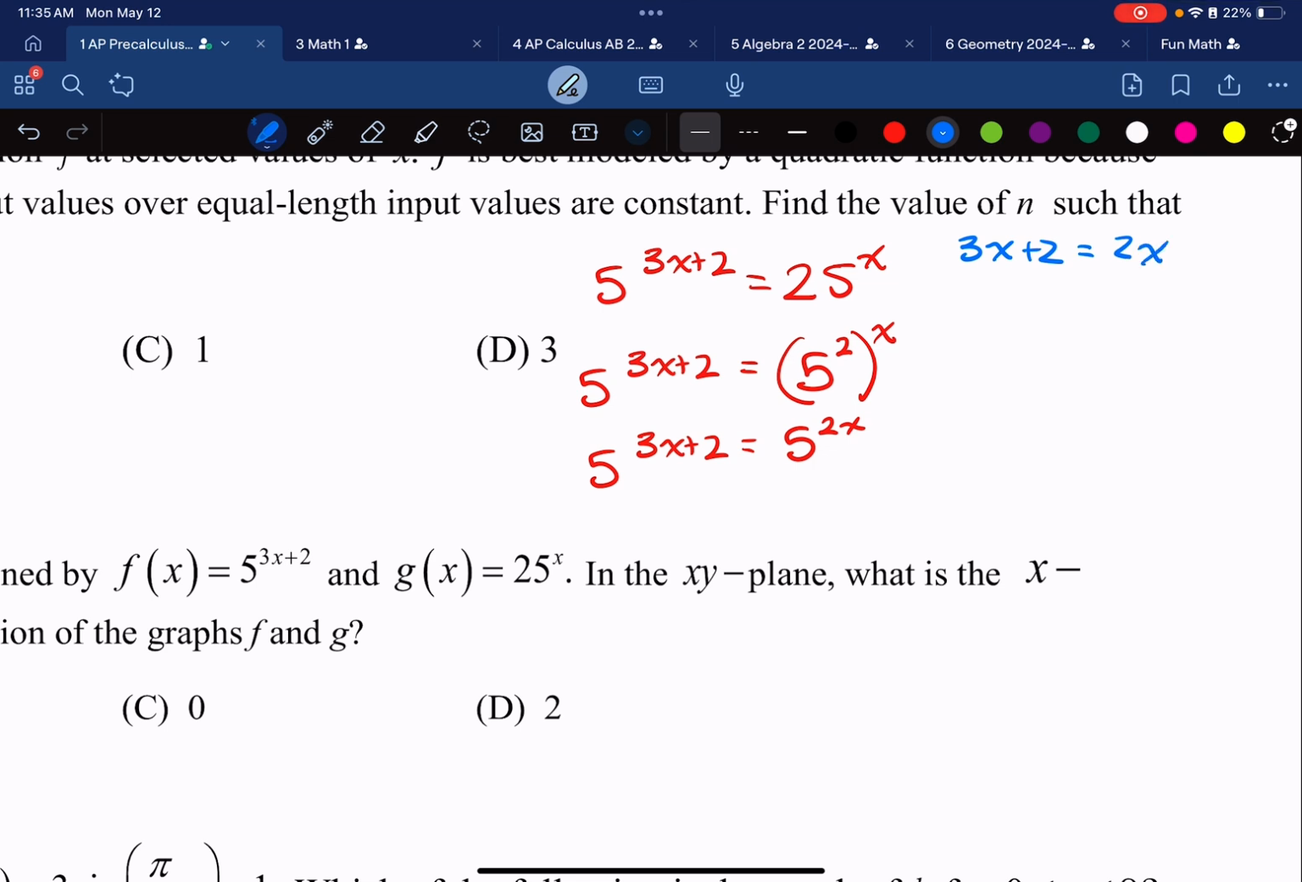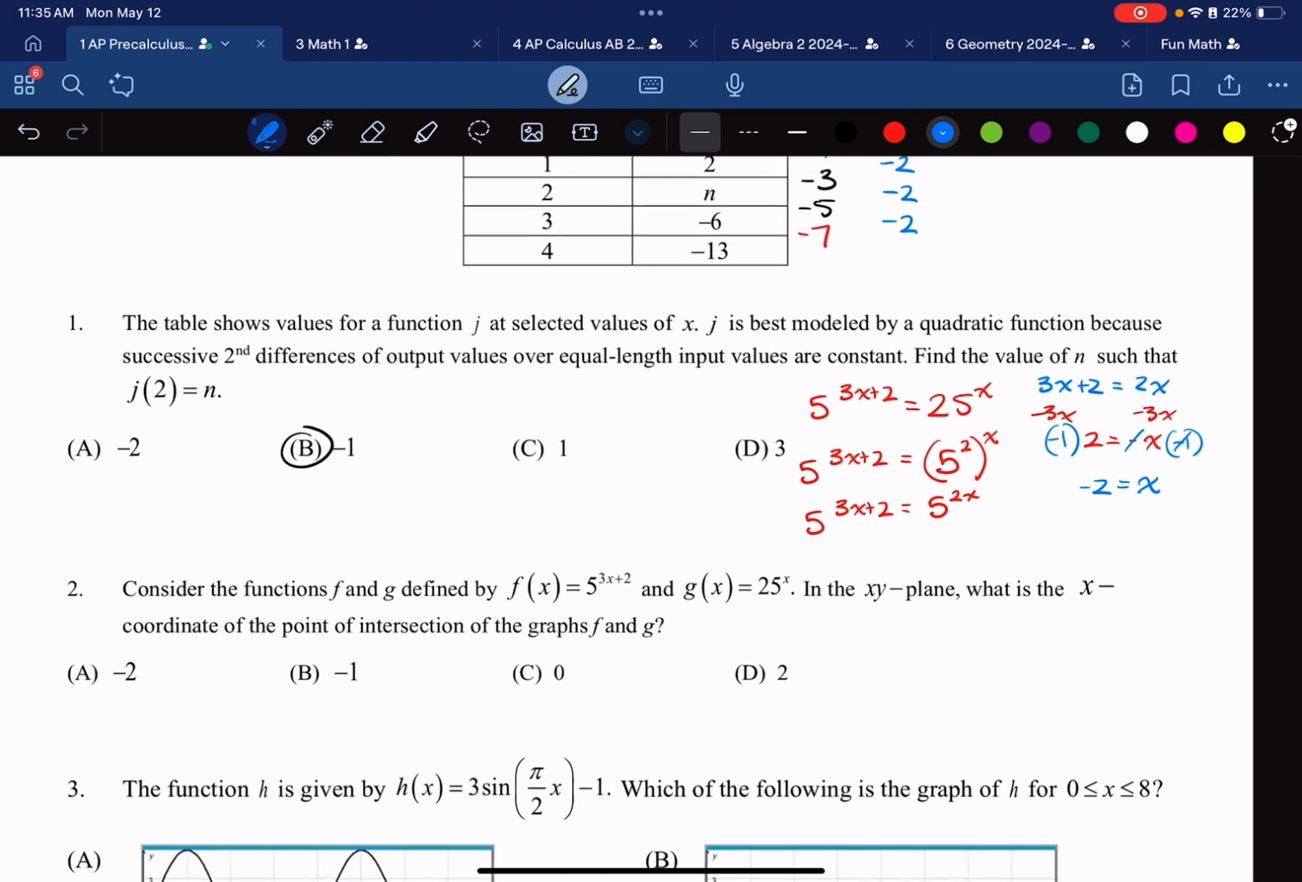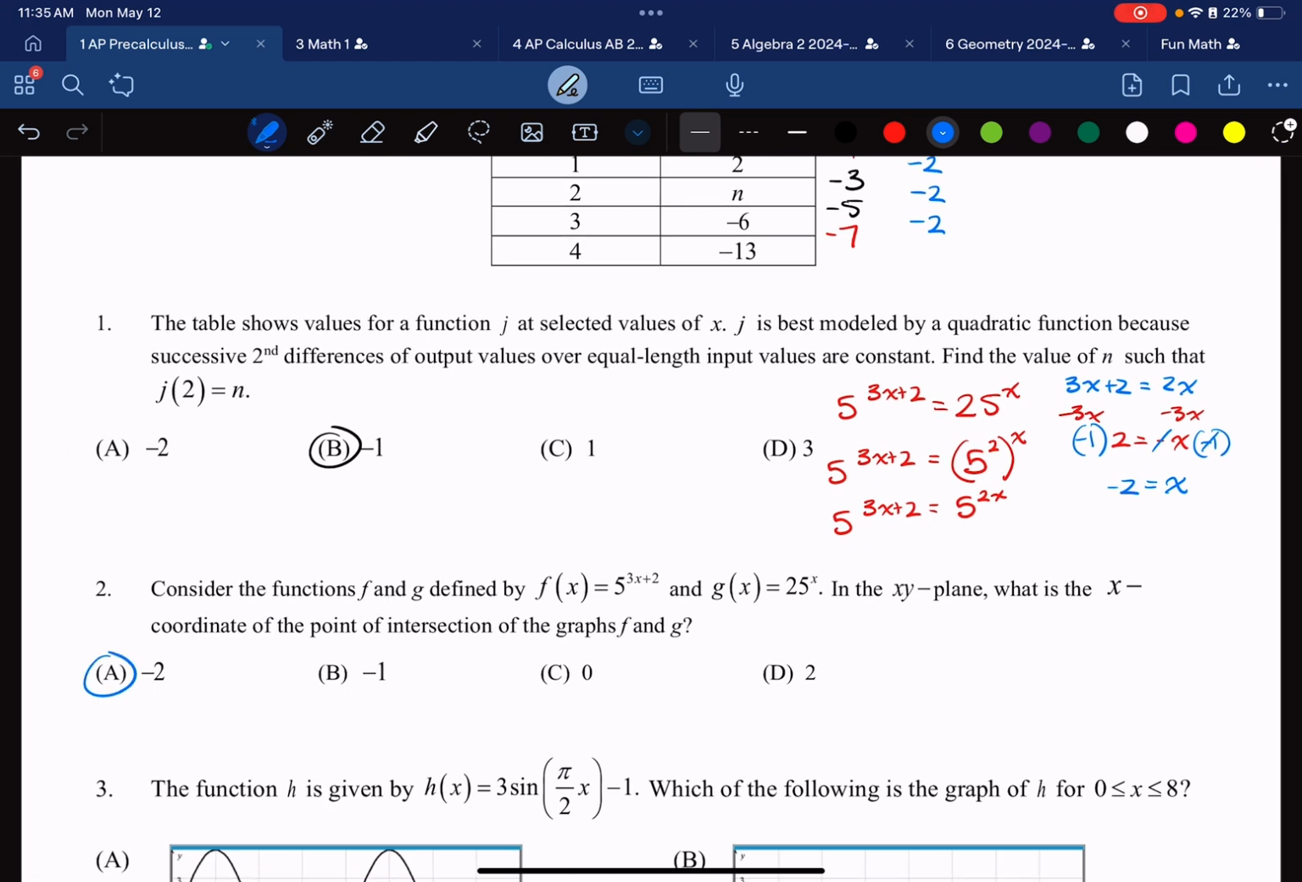And then from here, you can solve this a few different ways. I'm going to subtract 3x on both sides, and that's going to give us 2 is equal to -x. Divide both sides by -1, or you can multiply by -1, whatever floats your boat or sinks your sub on this one. And that's going to give the negative away, leaving behind x is equal to -2. The correct answer here is -2, or letter A.